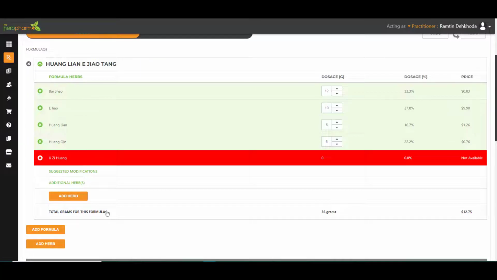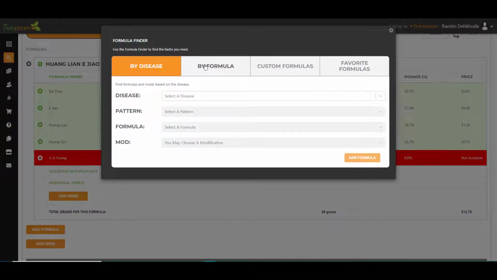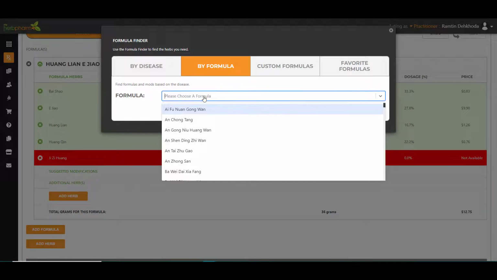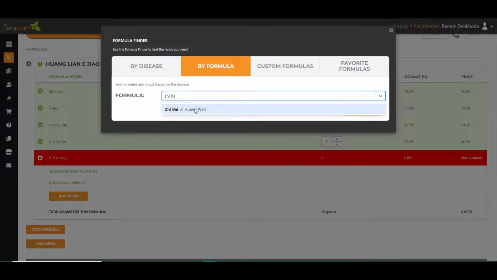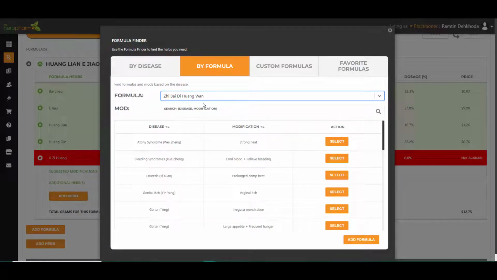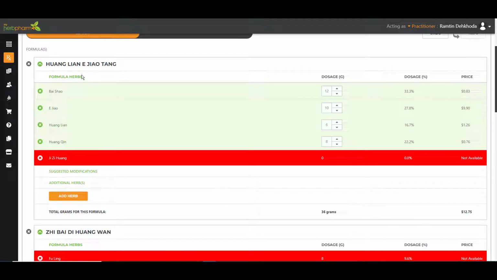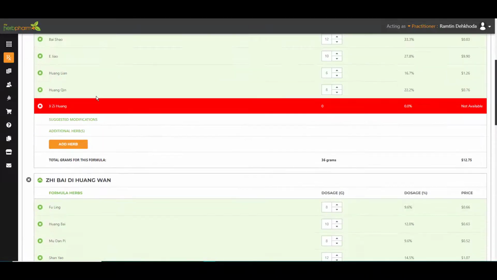I'm going to go ahead and add another formula here, which I'd like to use. We all know this very common formula, and I'm using the by formula tab where we could just look up a formula real quick. We're just going to use Herbal Di Huang Wan. Now, I always like to see multiple formulas next to each other just because we could borrow from each other, and also to look at them side by side and compare them. So I'm going to go ahead and add that formula here. Okay, so now we have Huang Lian Jiao Tang and we have Herbal Di Huang Wan.